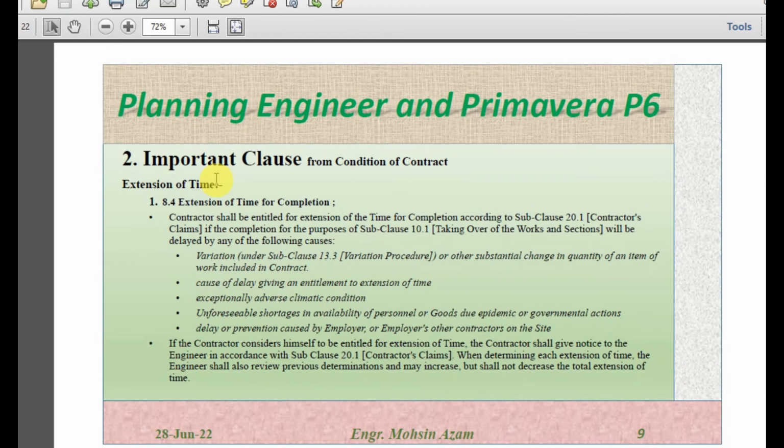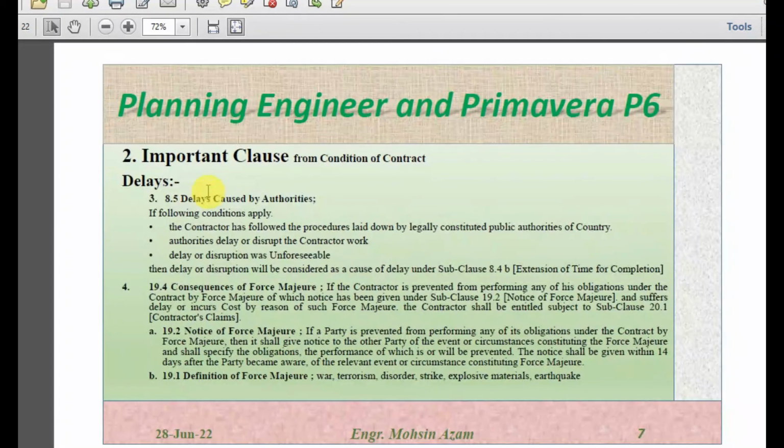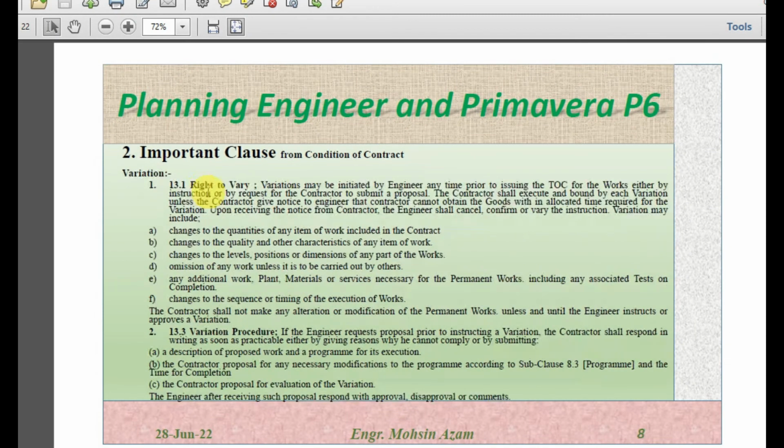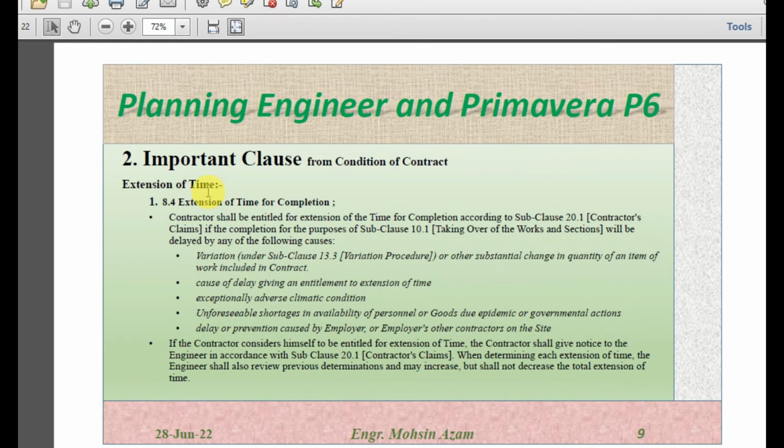Okay, the next is extension of time. So after any delay, as we discussed here, delays, and after this we discussed the variations. If we have any variation or delays in the project, then the contractor should submit a claim for the extension of time. So what is actually extension of time?